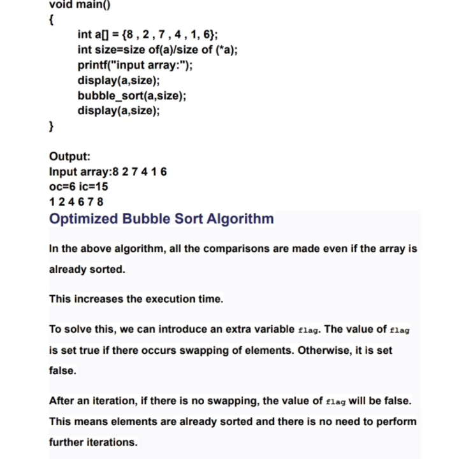To solve this, we can introduce an extra variable that is known as flag. The value of flag is set true if there occurs a swapping of elements, otherwise it is set false. After an iteration, if there is no swapping, the value of flag will be false. This means elements are already sorted and there is no need to perform further iterations. This will reduce the execution time.